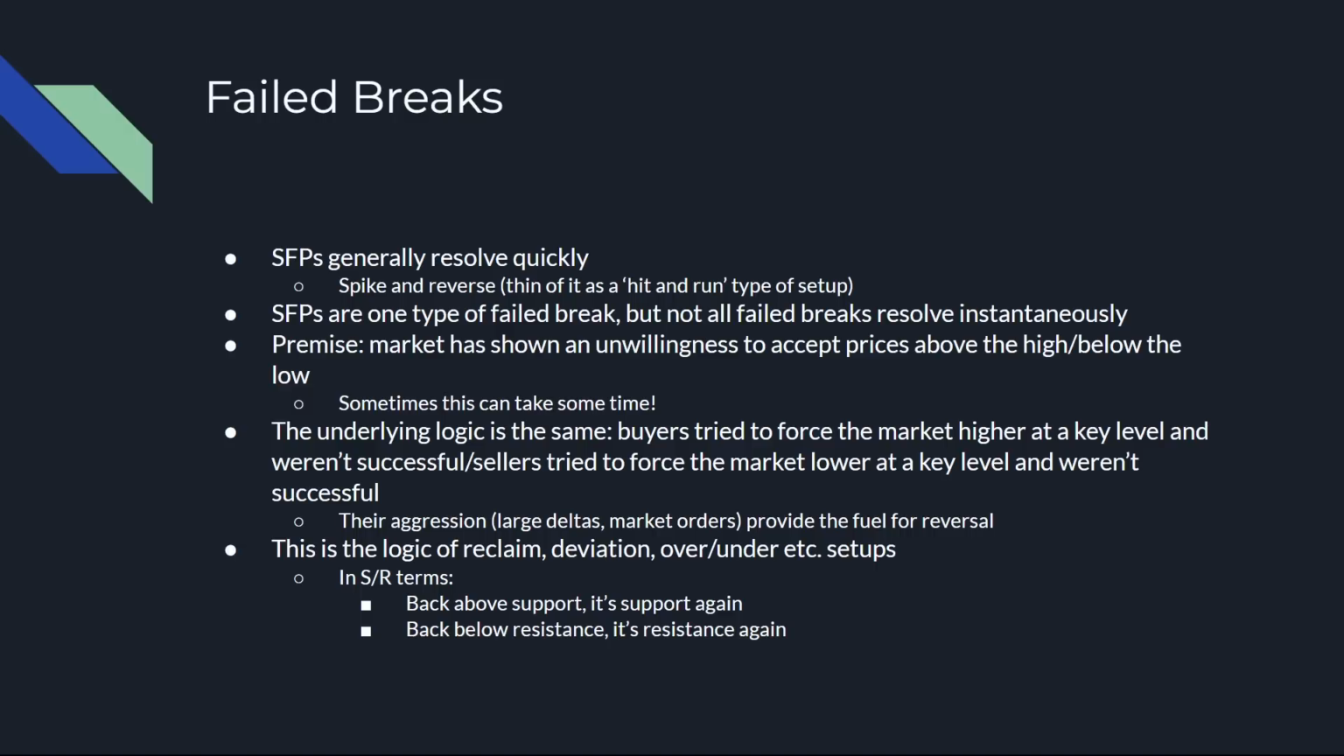And yeah, as I said before, the underlying logic is the same. Buyers tried to force the market higher at a key level and weren't successful, or sellers tried to force the market lower at a key level and weren't successful. And their aggression, those large deltas, market orders, provide the fuel for reversal.